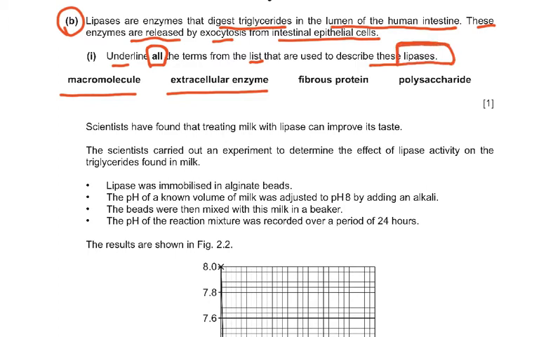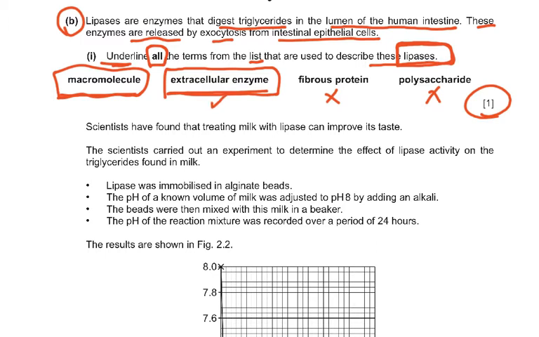Now, you know lipase is an enzyme. Enzymes are proteins. So it's a macromolecule. 1 mark. Underline. An extracellular enzyme because they work outside. They're produced inside the wall of the intestine, but they work in the lumen of the intestine. So it is an extracellular enzyme. It's not a fibrous protein. It's not a polysaccharide. And I'm sure everybody knew that. And this was going to get you 1 mark if this was underlined and this was underlined.